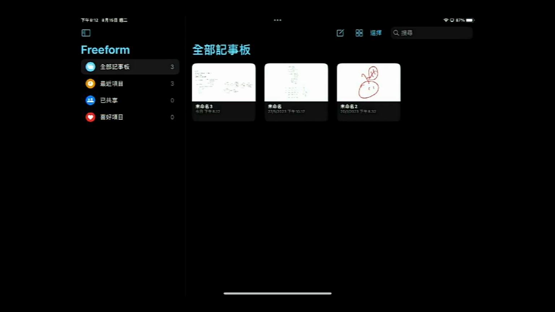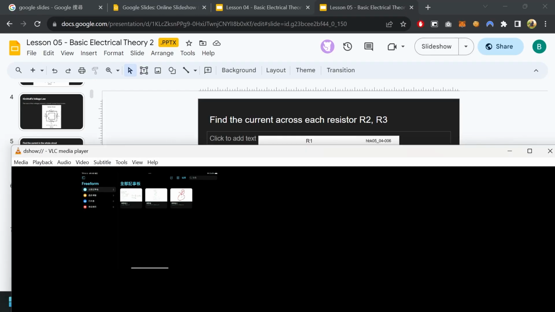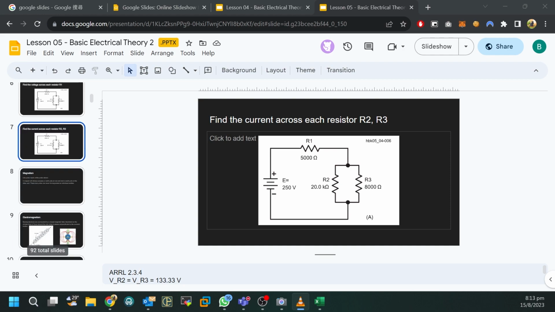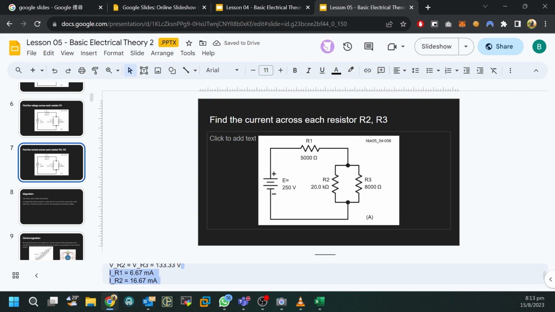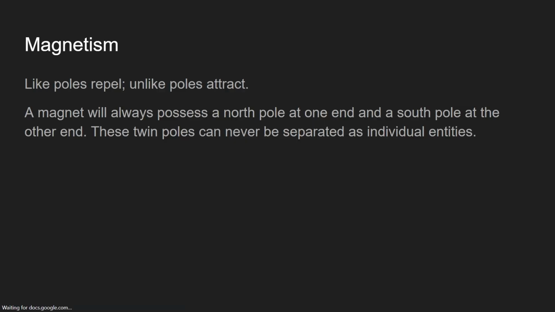Okay, so let's go back to our slides. I have given you the answer for resistors 2 and 3 in the speaker notes, okay? If you are not sure how to calculate the resistance of 2 and 3, just let me know in the WhatsApp group. I will do it manually.